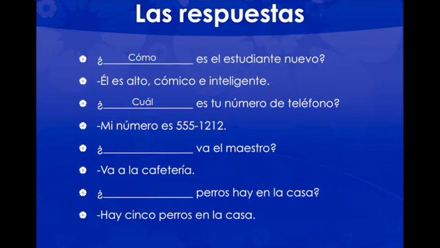If the answer is he is going to the cafeteria, we're asking to where is the teacher going? ¿A dónde? Notice we use a instead of just dónde, because a is in the answer. Va a la cafetería, ¿a dónde va el maestro? So to where is he going? So whenever you have ir, I'm talking about going somewhere, the question word has to be a dónde instead of just dónde. And then finally, if the answer is there are 5 dogs in the house, the question is how many dogs are in the house? ¿Cuántos? That's another question word.